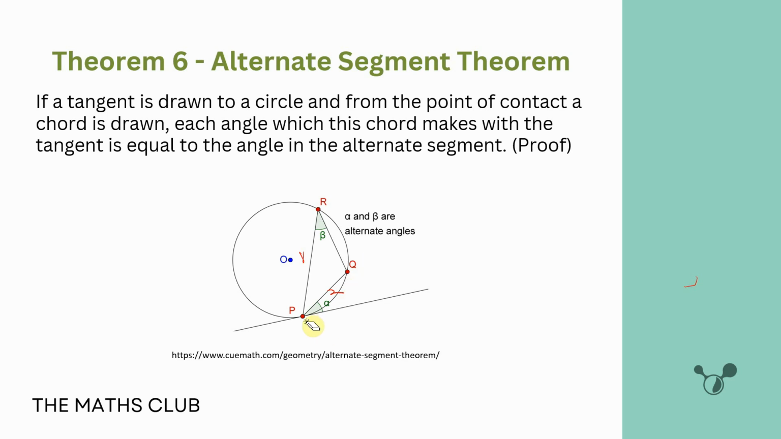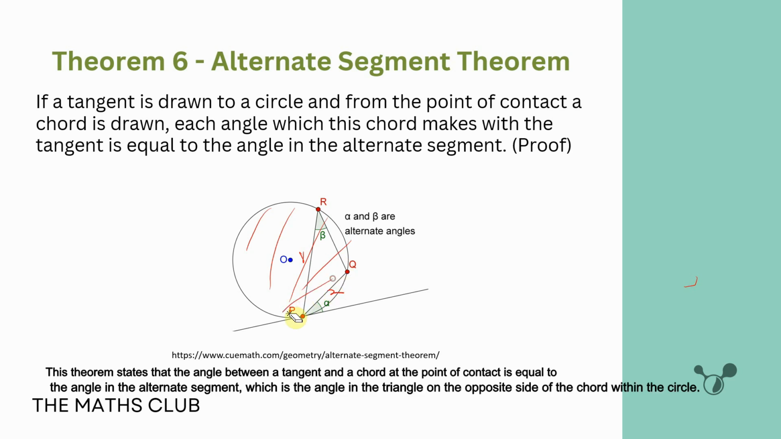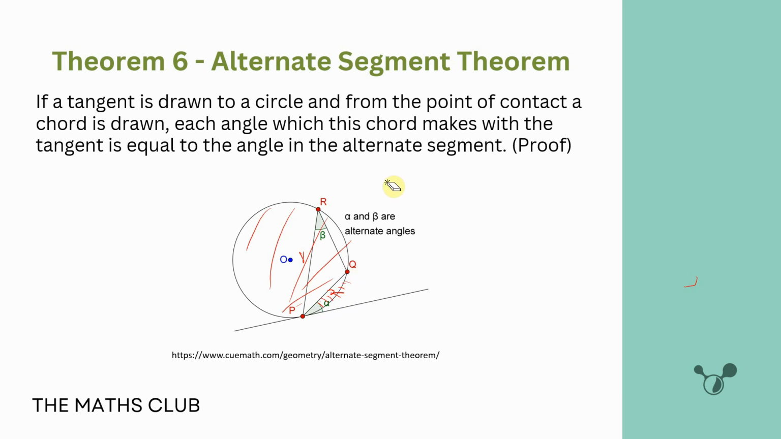So you can see this is segment 1. Let me just color it. This segment 1, right? This segment 2, right? So each angle which this chord makes with the tangent, it makes this angle, is equal to the angle in the alternate segment. This is the alternate segment. So when you see this image, just know that you're talking about the alternate segment theorem, and you can prove it, which is very, very important.